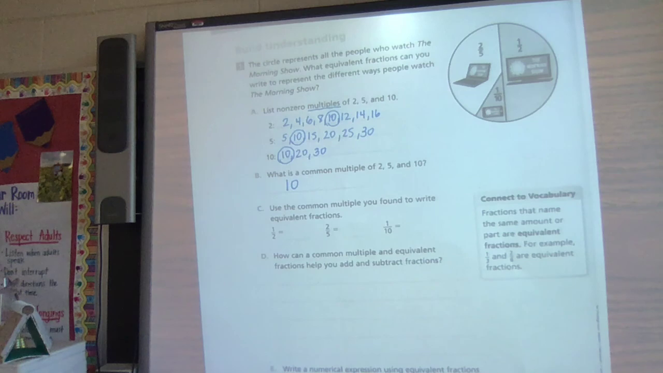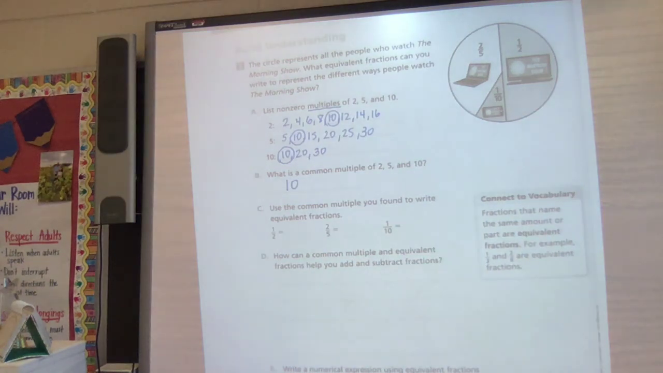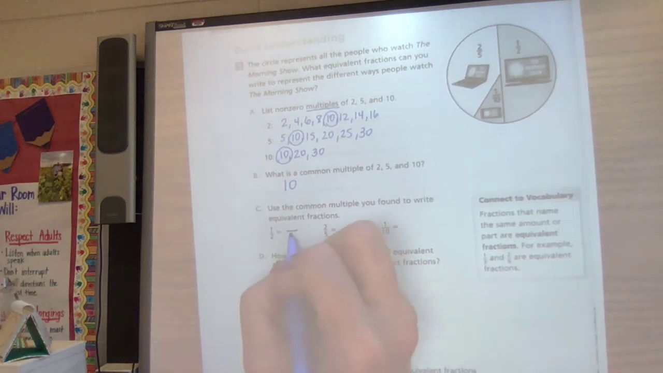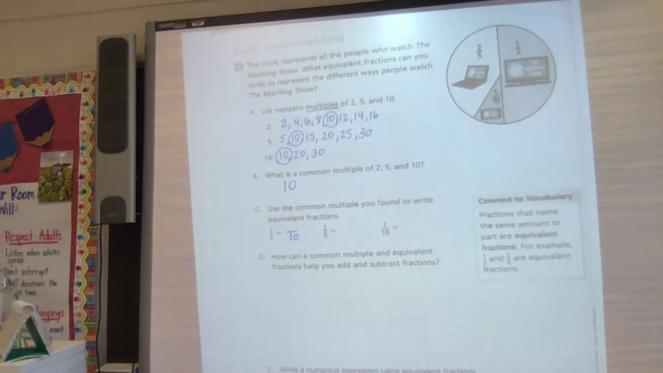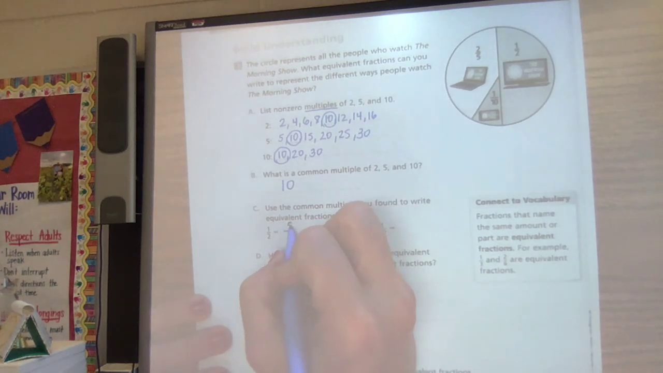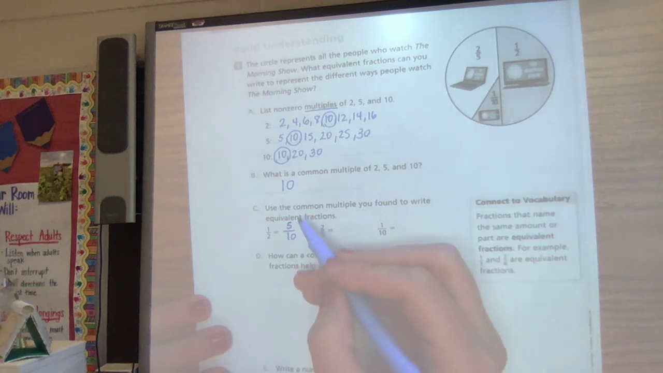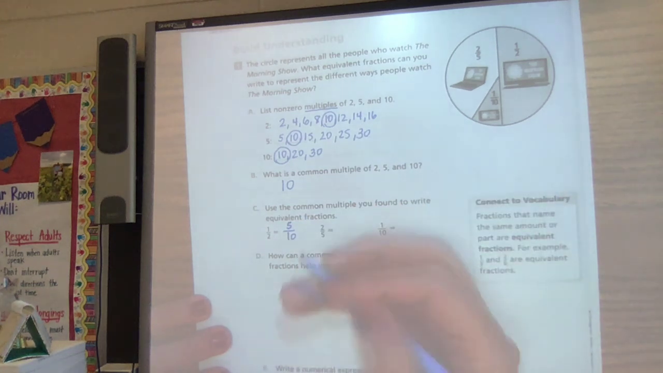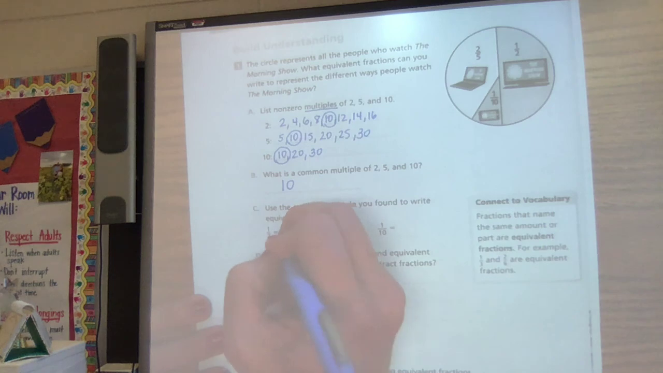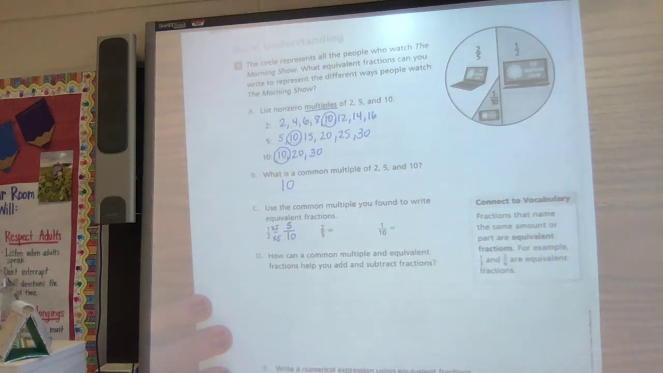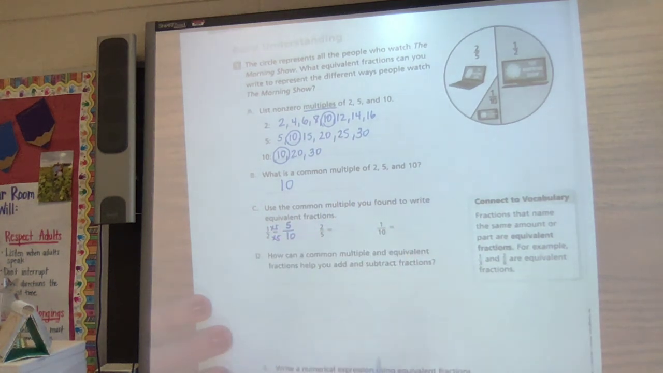So we know an equivalent fraction is one that has the same value. And we know 1/2 is equivalent to how many tenths? It's saying use that. I know that there are 5 tenths in 1/2 because I know 5 is half of 10. You can also say 2 times 5 is 10, so 1 times 5 is 5. I did the same thing to my numerator and denominator, so that means they're equivalent.